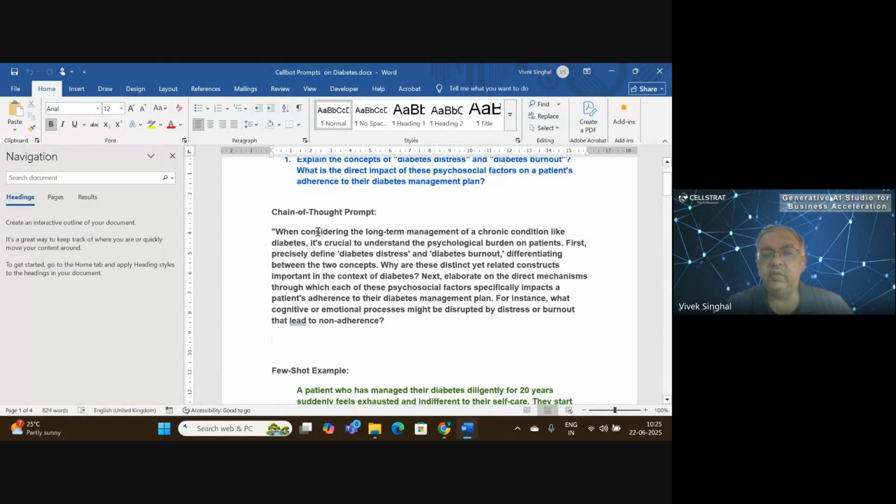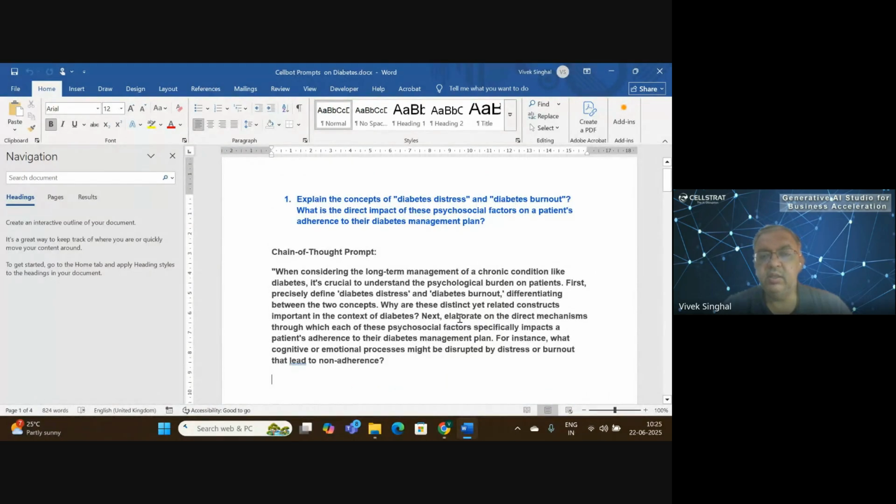So how would a human think when considering the long-term engagement of a chronic condition? It is crucial to understand the psychological burden on patients. First, precisely define distress and diabetes burnout, differentiating between the two. Why are they distinct yet related constructs? Next, elaborate on the direct mechanism through which each of these operates, for instance, what cognitive emotional processes might be involved. So basically, same question, but asked in a more long-form way.